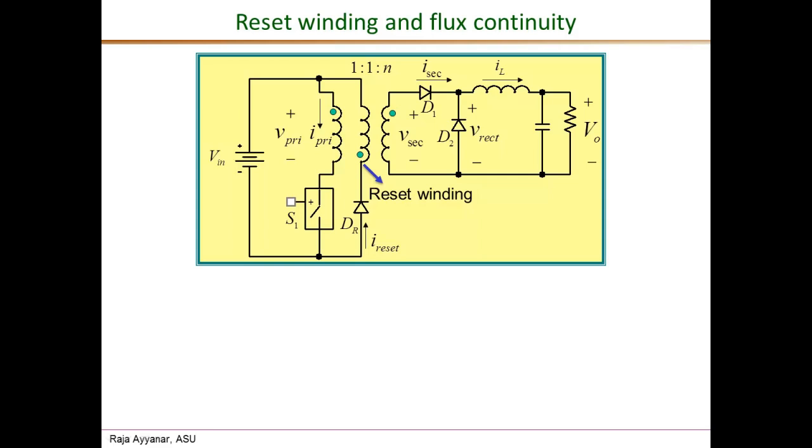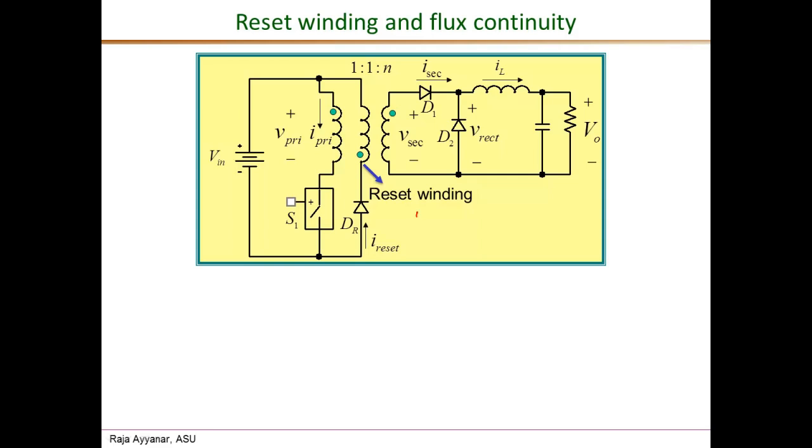So I mentioned that during the switch on interval, most of the power drawn from the input source is delivered directly to the output stage, and only a very small part of it is stored in the magnetizing inductance, 1/2 L i squared, where i is the magnetizing current and L is the primary side magnetizing inductance. So that stored energy would force the reset diode to conduct as soon as the switch S1 is turned off to maintain flux continuity. So let's just consider the switch on interval.